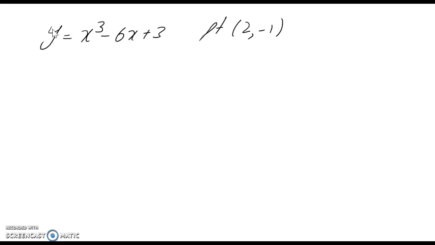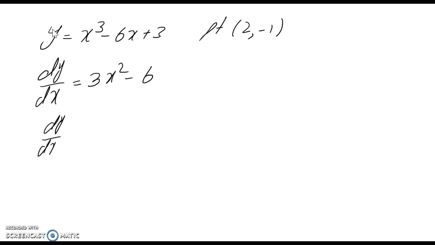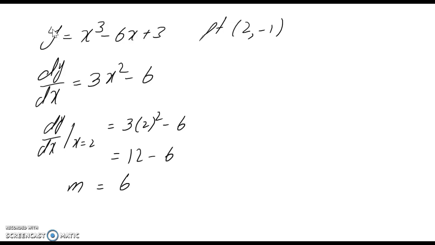Remember, with the help of differentiation we can find the gradient of a tangent. So we will be differentiating it, so this would be 3x squared minus 6. Since this is a gradient function, we use this point, so dy by dx at x is equal to 2. We just simplify it, so the gradient of the tangent is 6.